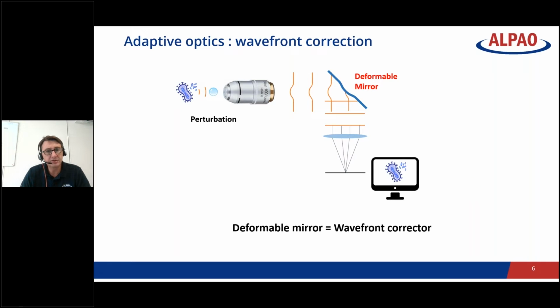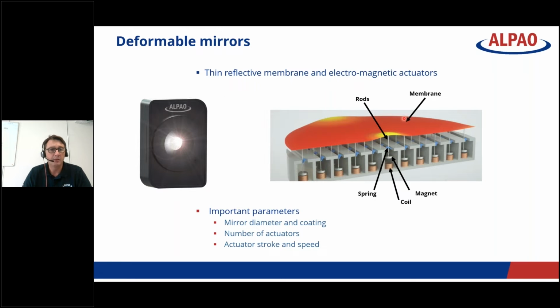So I will not go into the detail of how a deformable mirror works, but just to quickly show you what we are using at Alpao. There are similar technologies using other actuators and other control methods. What we're using at Alpao is a very thin reflective membrane. You see it in red in this image. And below the membrane, we have hundreds up to thousands of little actuators. We are using electromagnetic actuators, so you have little coils, little magnets, and this is what will allow you to push and pull the membrane and to correct for the wavefront.